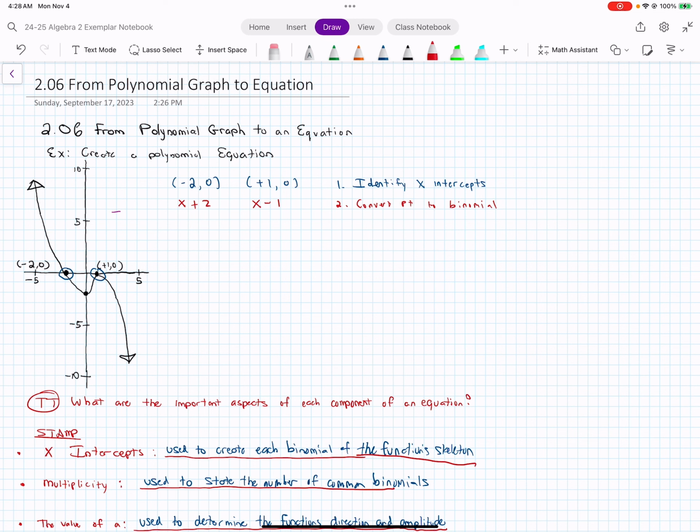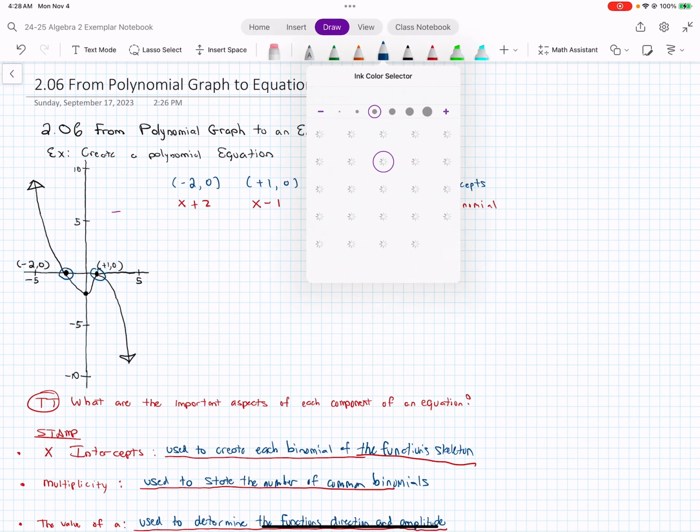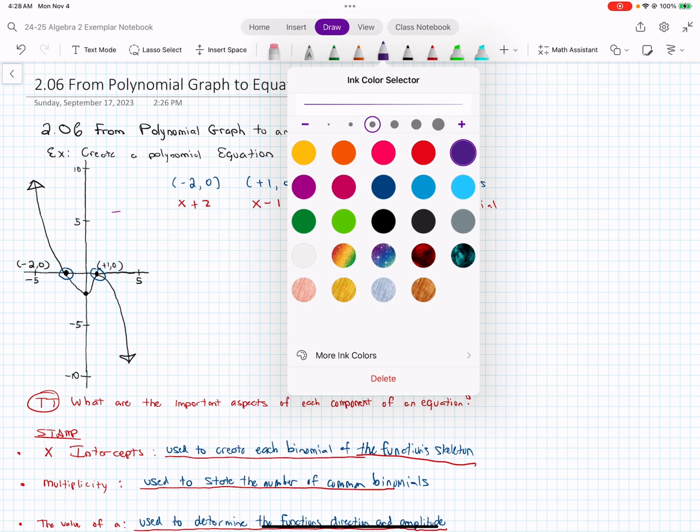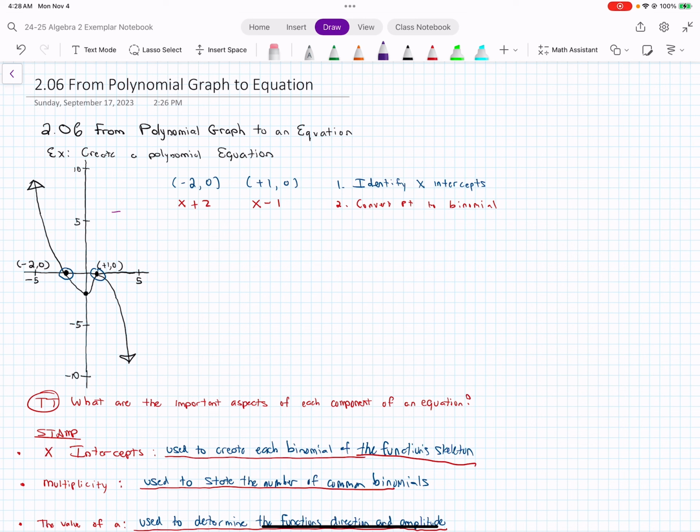Alright. Thirdly, we're going to utilize multiplicity and identify such. So looking at this particular graph, it's going through the x-axis at -2, 0. And so the multiplicity is going to be 1. At this graph, it bounces. The graph bounces at 1, 0, and so the multiplicity is 2.